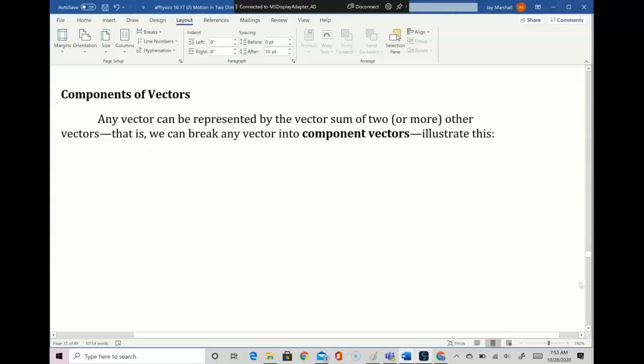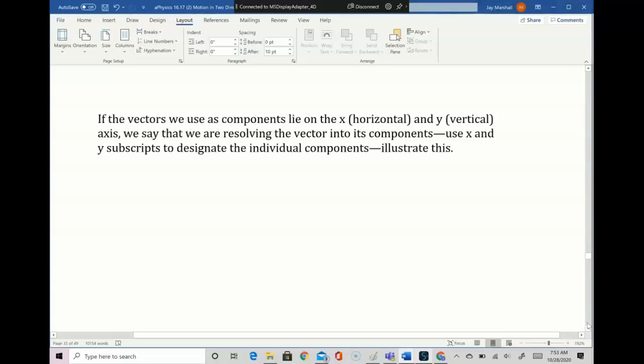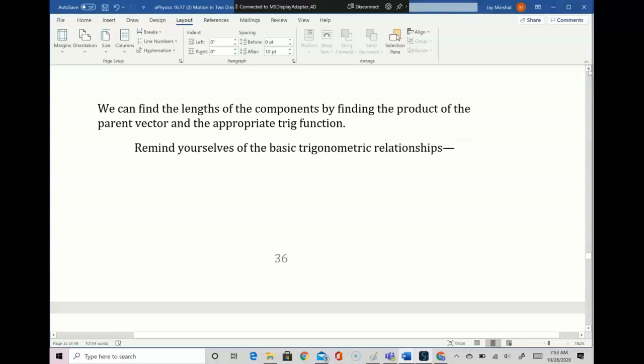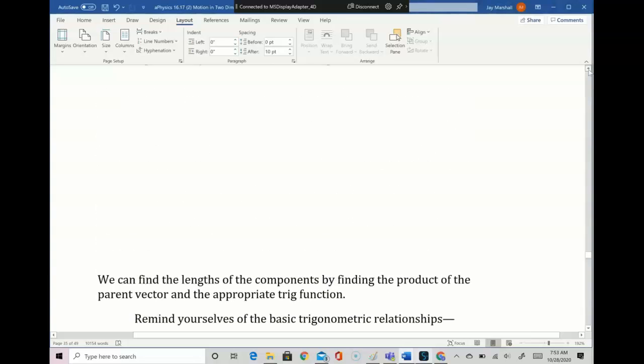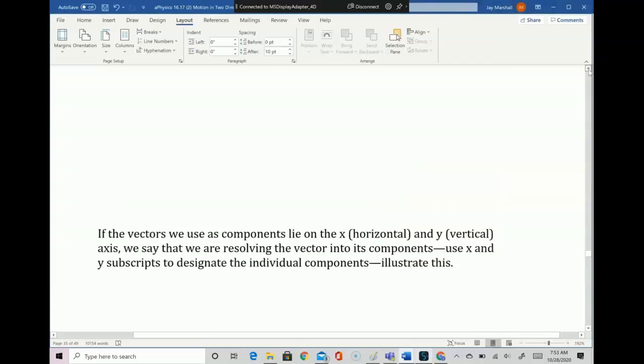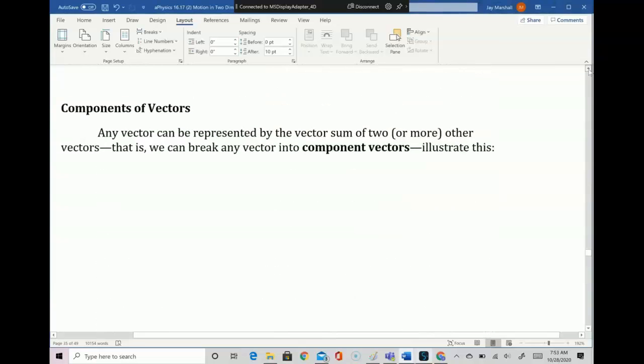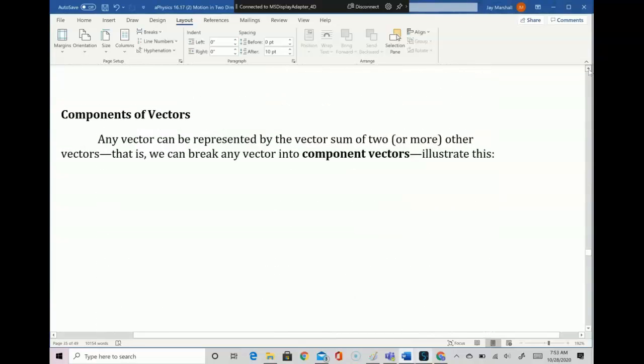Okay, we want to just start for a couple of minutes. We're not going to go a whole long way into it. We want to start by talking about something called components of vectors. Okay, and then we'll stop. Any vector can be represented by the vector sum of two or more components. That is, we can break any vector into its component vectors.